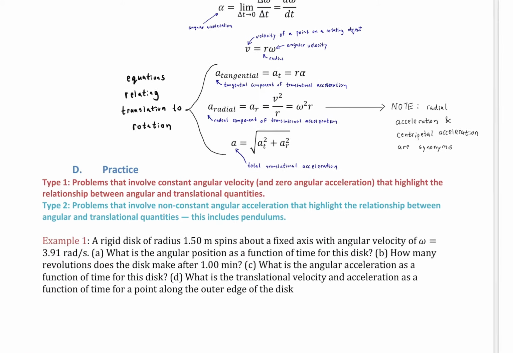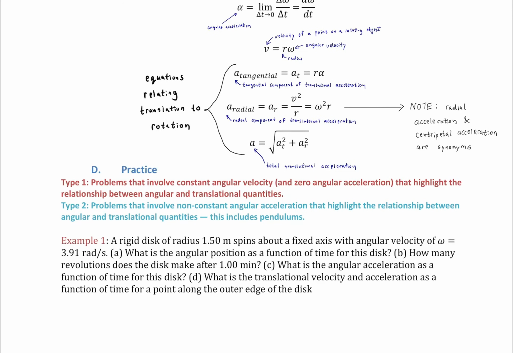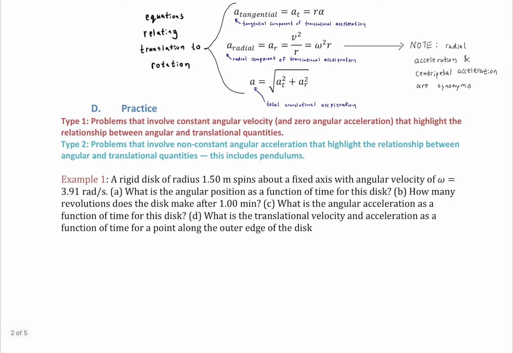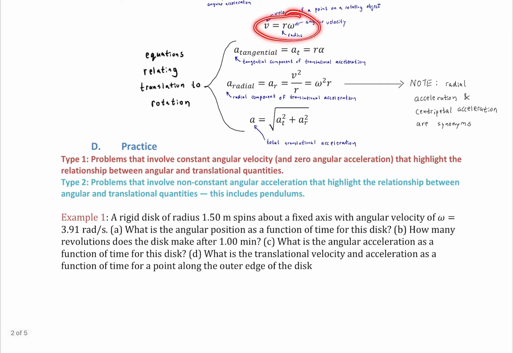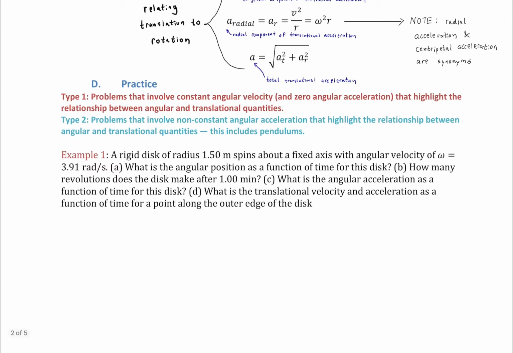All right. Well, let's get to the actual practice. Let's do the examples. All right. So let's do it. Only two types, as this is an introductory section here, so it's heavier on the ideas and lighter on the actual difficult problem solving. Okay, so type 1, problems that involve constant angular velocity and zero angular acceleration that highlight the relationship between angular and translational quantities. All right, so again, basically just going to be using this relationship. And then type 2, problems that involve non-constant angular acceleration that highlight the relationship between angular and translational quantities. This includes pendulums, okay? And pendulums will come up quite a bit. That's why I mentioned them.